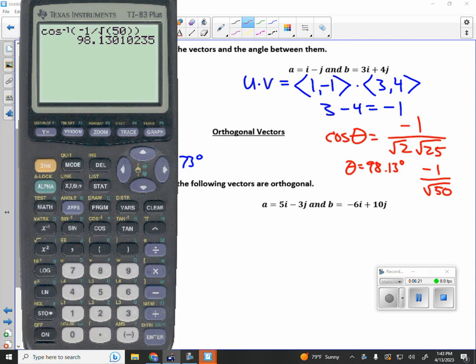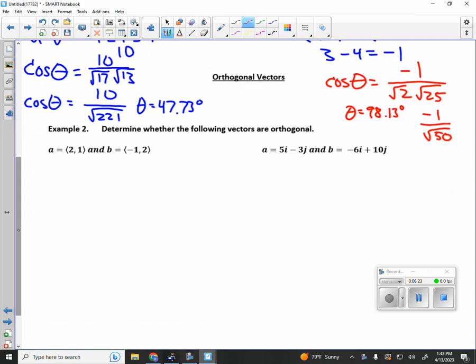Orthogonal vectors. What are orthogonal vectors? We have an obtuse angle. And we knew it was going to be obtuse because we got a negative value. Cosine is negative in the second quadrant.